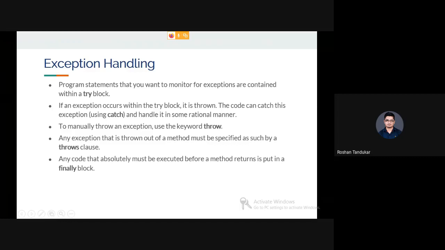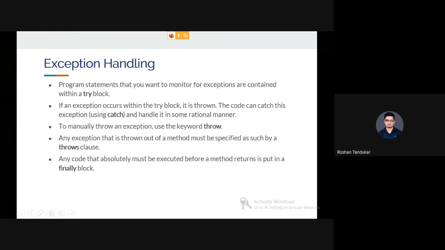Now the next one is throw. For example, when an exception or error occurs, to manually throw an exception, that means manually by the user, we will identify the exception and define the tasks. To do that manually, you have to use the throw keyword. And any exception that is thrown out of a method, if a method can throw an exception, then that will be specified within the throws clause. And finally will contain the remaining code that you have to execute after that part.